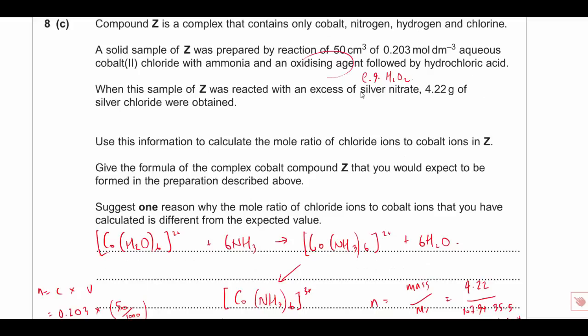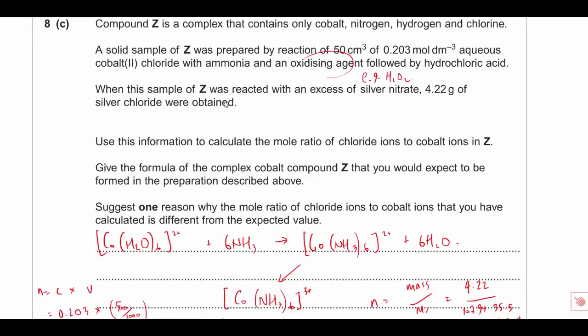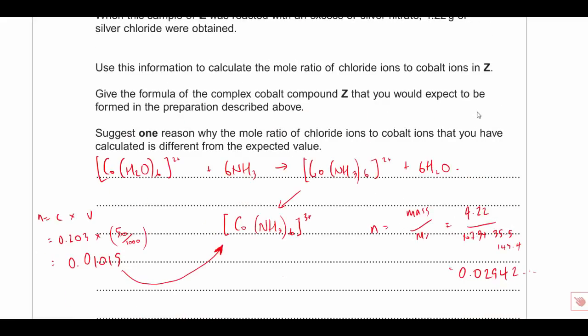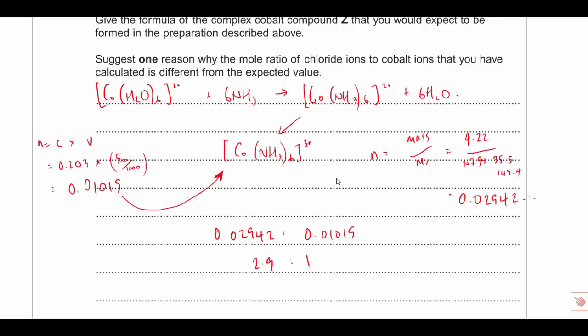When we add the hydrochloric acid, because we're told that it's compound Z, we know that no sort of substitution is taking place. The chloride really here must have added to this compound to produce this Z. We've worked out the moles of chloride that were present in Z as well. And it says use this information to calculate the mole ratio of chloride ions to cobalt ions in Z. Well, we've literally just got to put 0.02942 to 0.01015, and we come out with a ratio of 2.9 to 1, and that's chloride to cobalt.